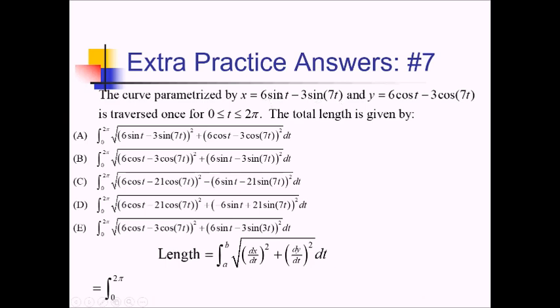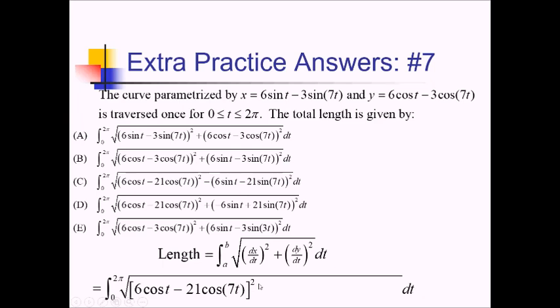we're going to have 6 times cosine of t. And then, using the chain rule here, this is going to be minus 21 cosine of 7t. And all of that is in squared brackets. Next, we're going to add the derivative of y squared. So the derivative of y is going to be negative 6 sine of t. And then using another chain rule, this is going to be positive 21 sine of 7t. All of that in squared brackets.